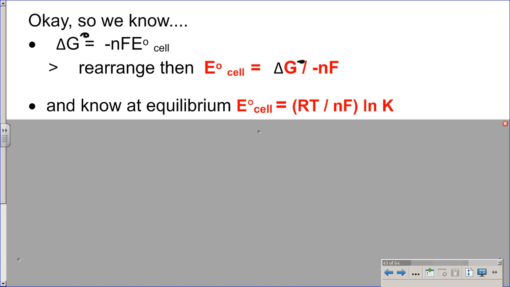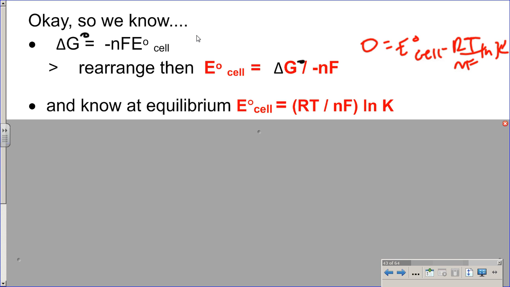Okay, so we know this. And then separately, we know the Nernst equation. At equilibrium, E cell by itself is 0, so you rearrange it: 0 is equal to E naught cell minus RT over NF ln of Q. So we just bumped this to the other side, so it was negative, negative, positive, positive.